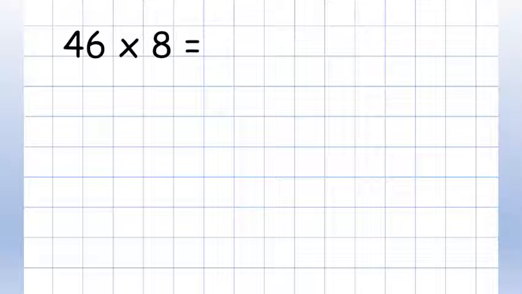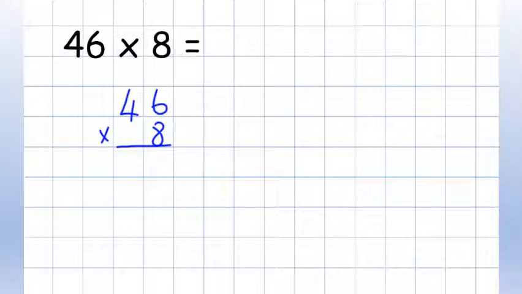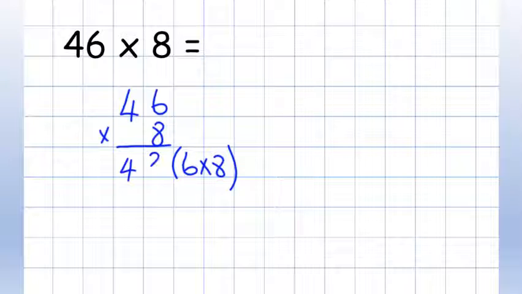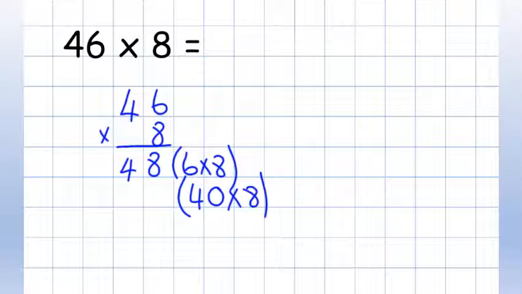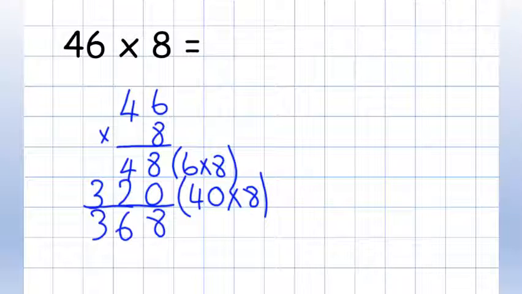How did you get on with 46 times 8? Let's see, shall we? Here we have the calculation. 6 times 8 is 48. 40 times 8. 4 times 8 is 32. So 40 times 8 is 320. And then we add those together to give us 368. How did you do?